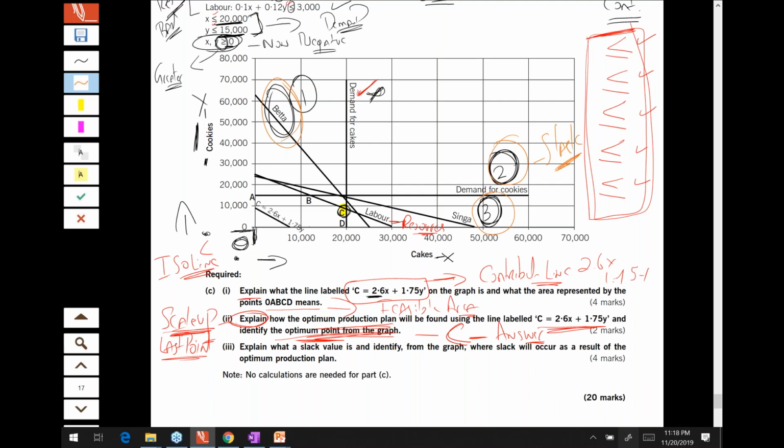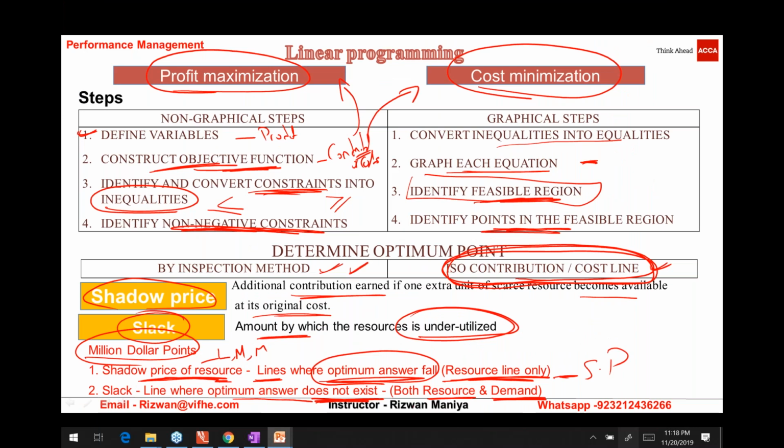Slack is the underutilization. For demand also you will work out slack in units, the unmatched demand units. And for resource you will work out the slack for underutilized resource. So this is the $1,000,000 point, and here we are ending the session.